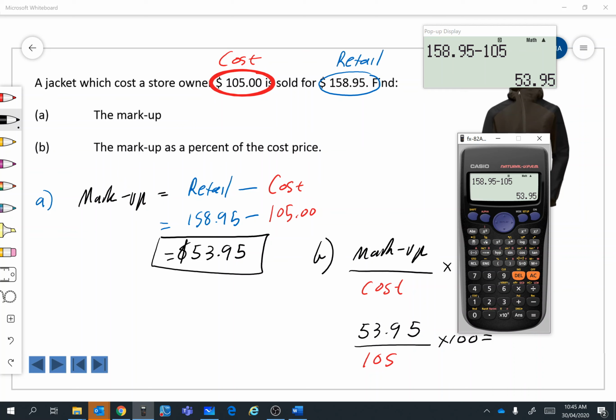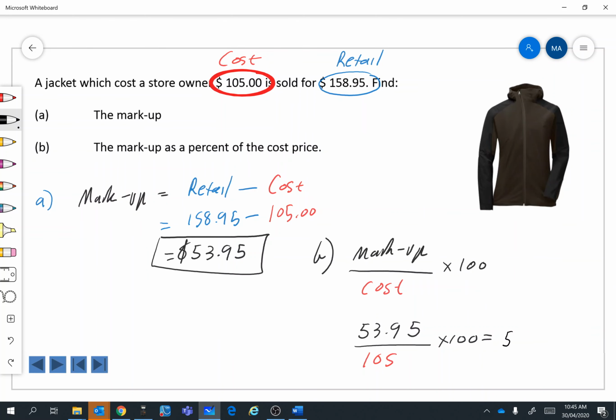So $53.95 over 105 times 100 is 51.38%. So the markup percentage is 51.38%.